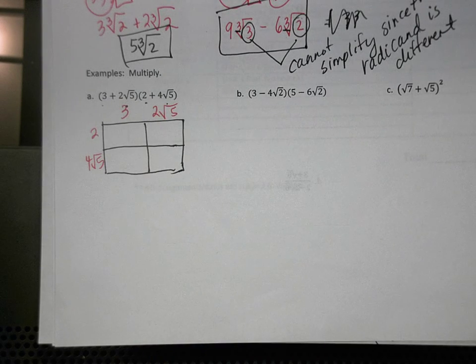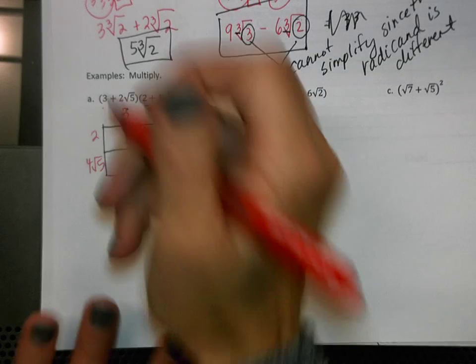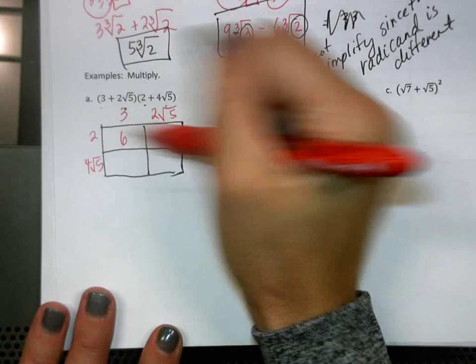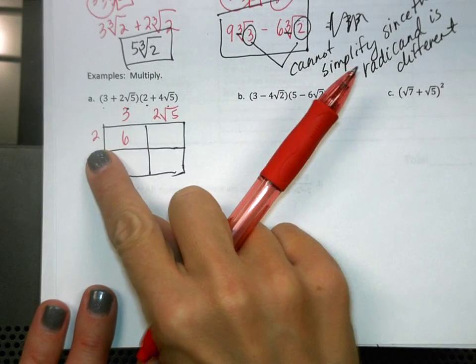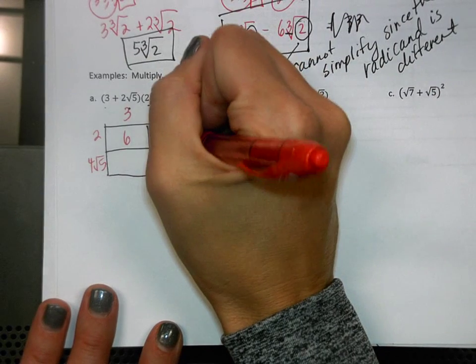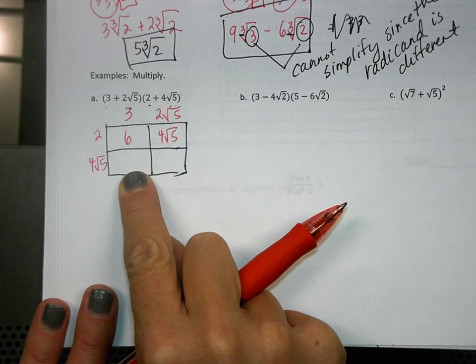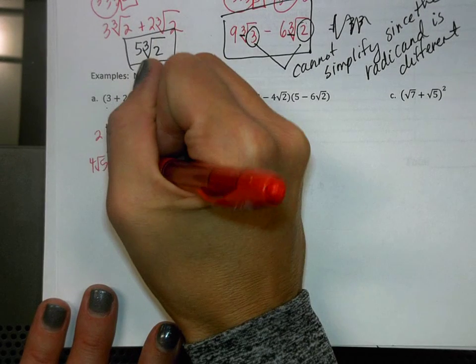And then for each box, we're just multiplying. So this box is 2 times 3, which is 6. And then this box, because the 2 is not in a root, it multiplies with the number not in the root. So 2 times 2 is 4, so that's going to be 4 root 5. The box down here, we're going to multiply 3 times 4, which is 12, and that's 12 root 5.